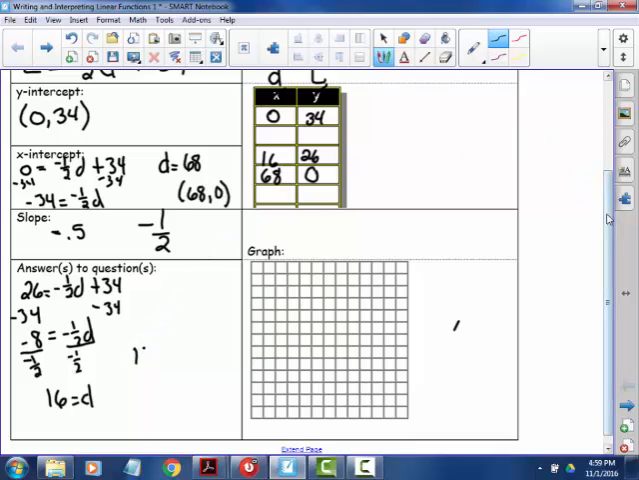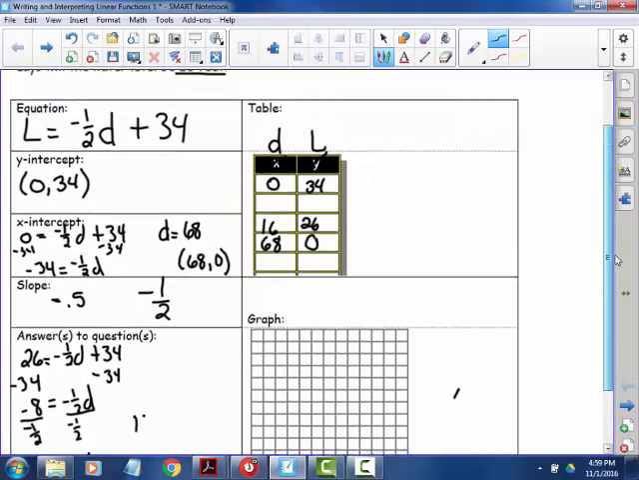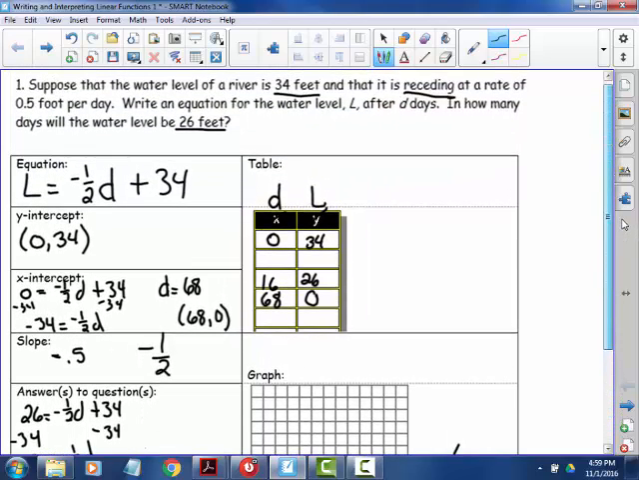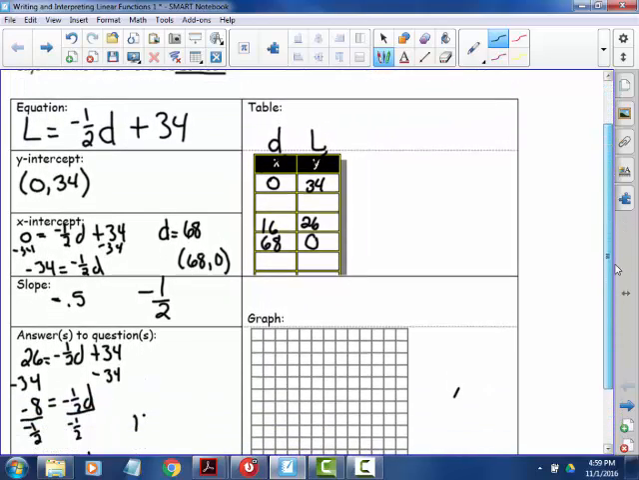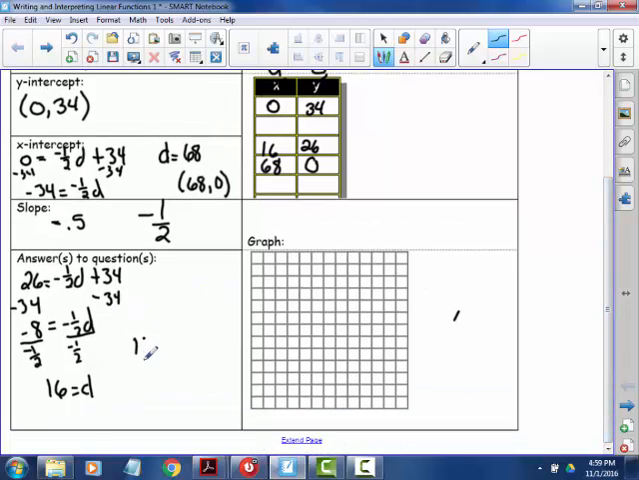Well, let's read the question again. They wanted to know, in how many days will the water level be 26 feet? So in 16 days, the water level will be 26 feet.